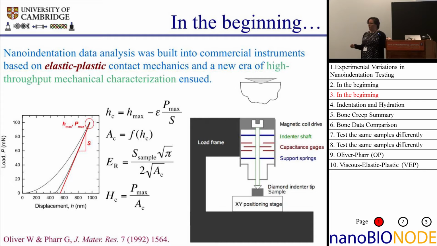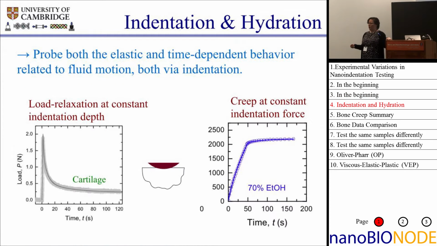And if you want to look at biological materials, if you want to look at hydrogels, if you want to look at a lot of interesting materials that are not elastic plastic, then you have a problem if you just take these approaches for elastic plastic materials and apply them directly. So in fact, the very first thing that I did in the field of indentation testing was looking at time-dependent deformation. So if you have something like cartilage there on the left and you go to a constant indentation depth, you get dramatic load relaxation because the material is 80% water and that water starts to flow.